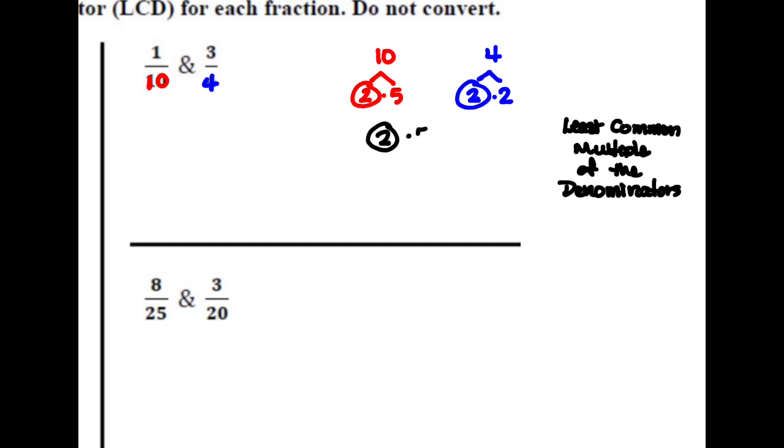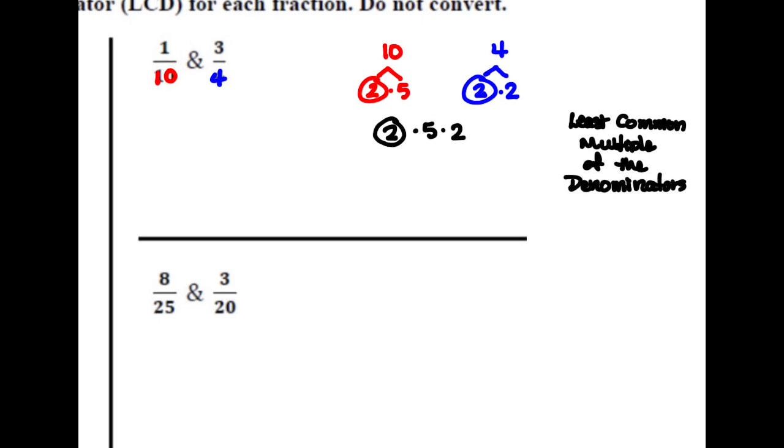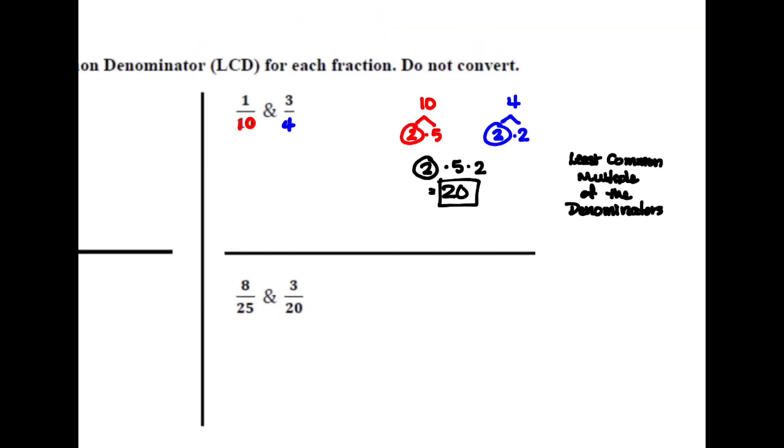Then I bring down the 5 from the red part and the 2 from the blue part that are not circled. When I multiply those, I get 2 times 5 is 10. 10 times 2 is 20. So 20 is my least common denominator, and that's all I need. I'm done. And that's what the directions say.